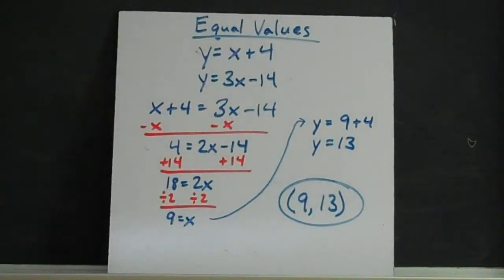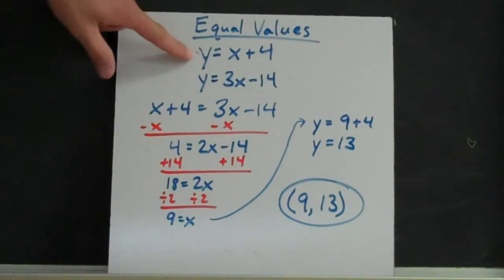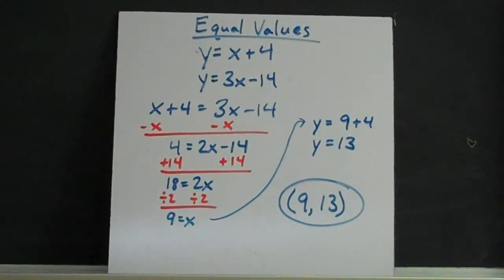This is our lesson on using equal values to solve a system of equations. So if we're given the equations y equals x plus 4 and y equals 3x minus 14, notice they're both equal to y. If they're both equal to the same thing, they must be equal to each other.